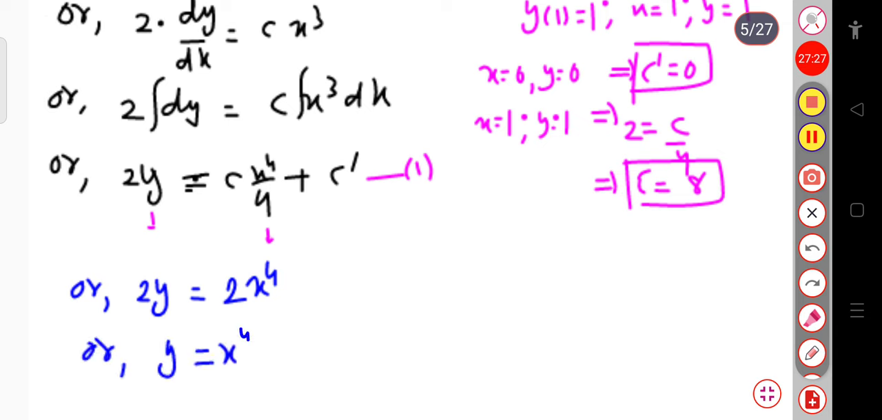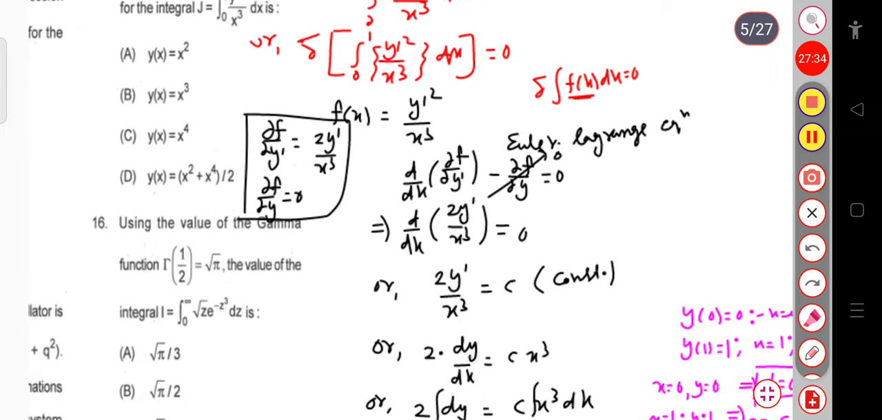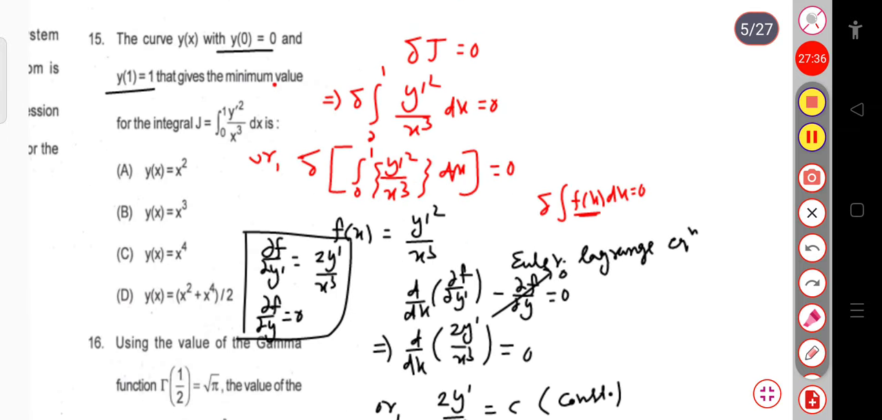Okay. Now we will check the options. Yes, you can see in this option the expression y(x) equals x⁴. So this is our correct answer.